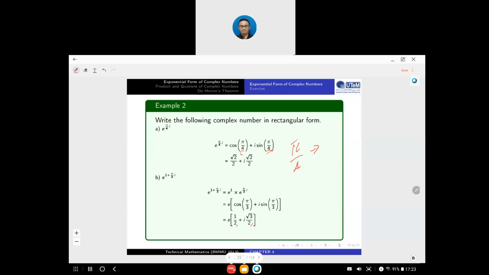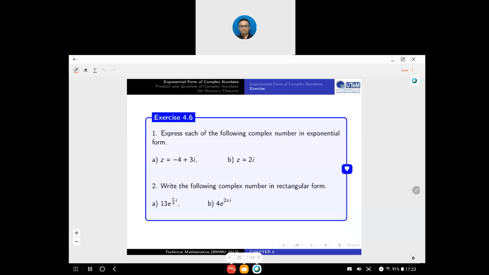If you change pi over 4 into degree, then you can use degree mode, because this one is also equal to 45 degrees. If you use 45 degrees, then your calculator mode must be degree. But now I'm using radian. Okay, that is example 2. Now look at the exercise. Try this exercise first.